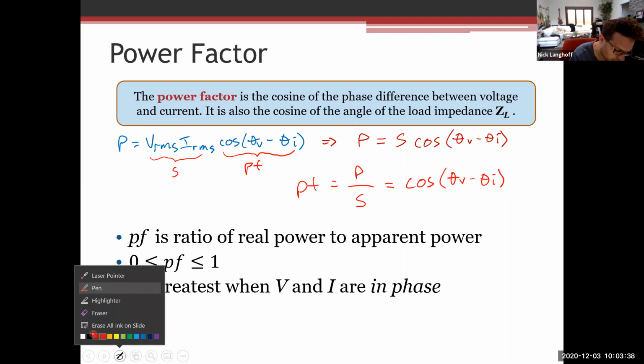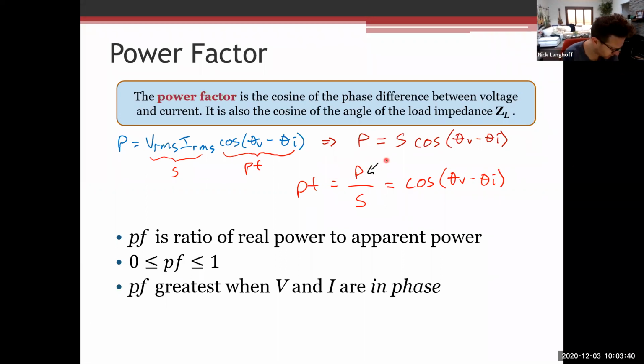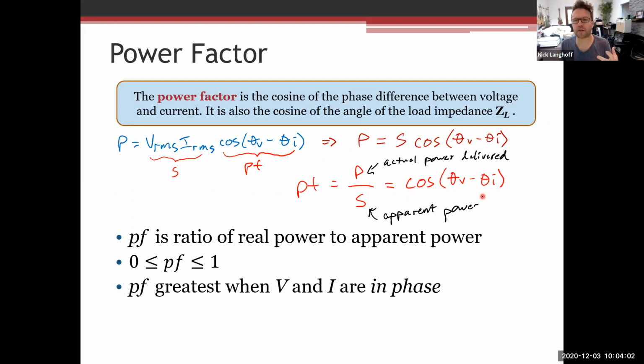Keep in mind that this is the actual power delivered, and that S is the apparent power. Okay, so the power factor is a measure of what fraction, how much of the apparent power, the RMS voltages and currents, is actually getting delivered to the load, right?